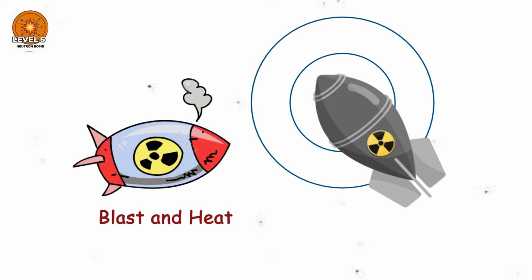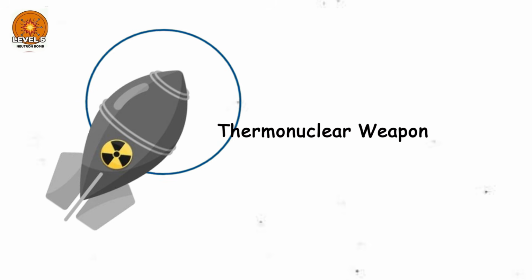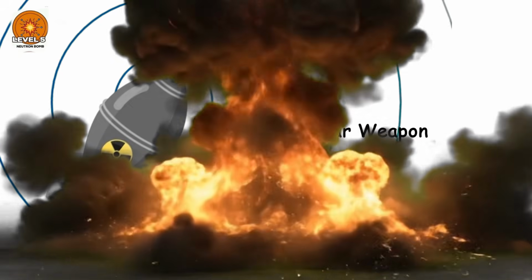to maximize radiation. This weapon is known as the neutron bomb, or more formally, an enhanced radiation weapon. A neutron bomb is a specialized type of thermonuclear weapon designed to release a large burst of neutron radiation while producing a relatively smaller blast.